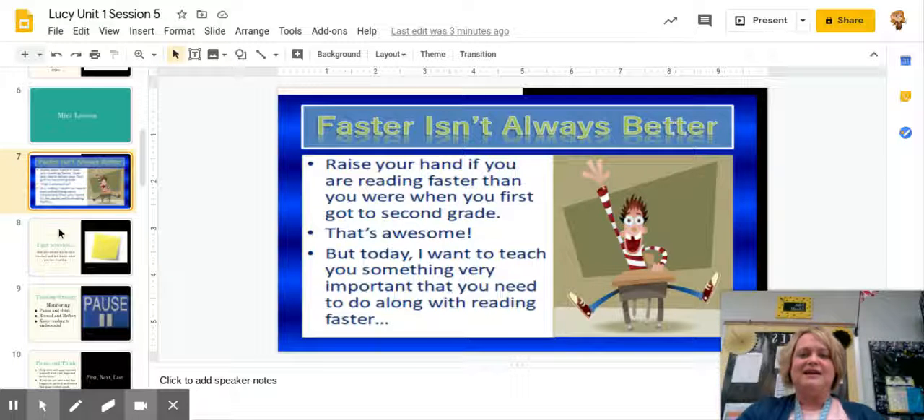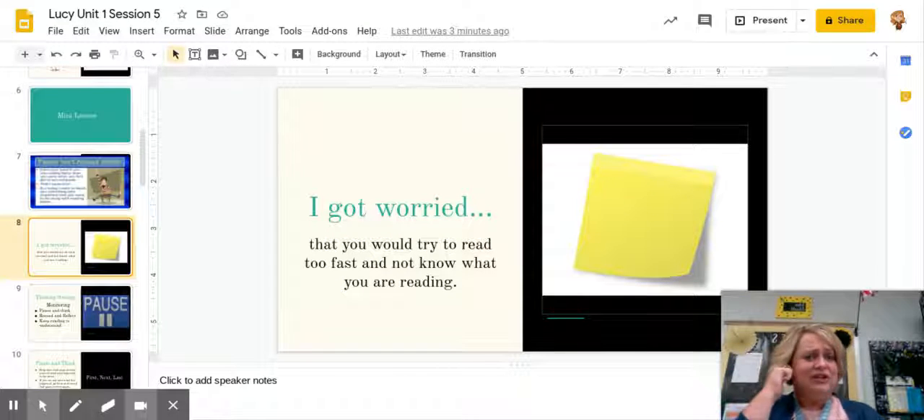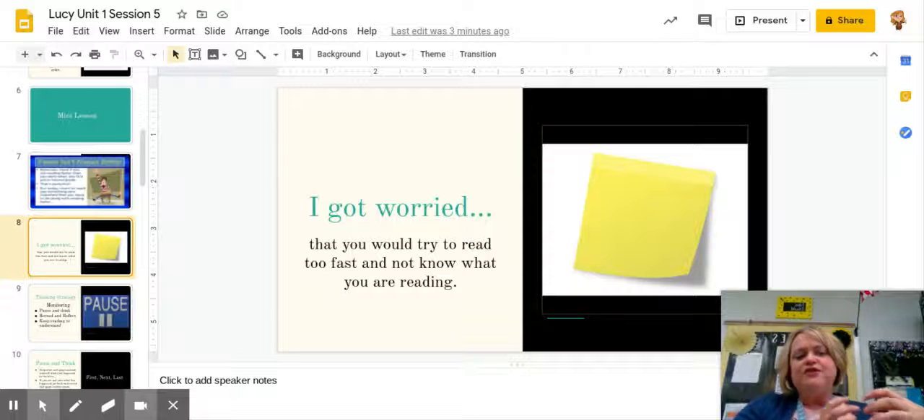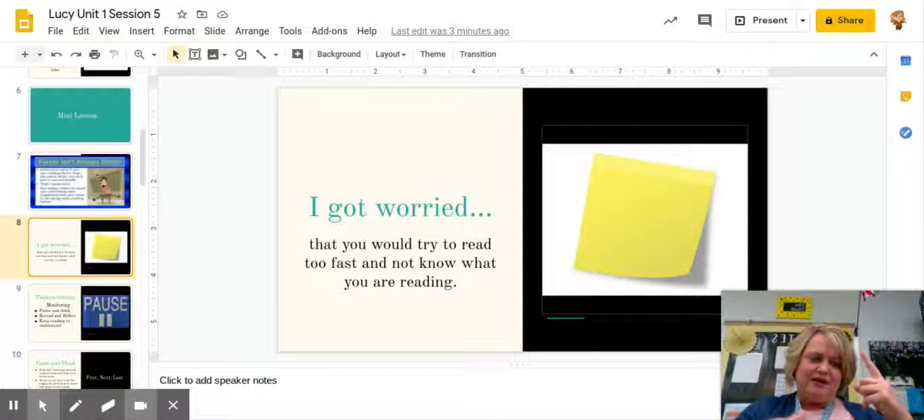Last night, as I was reflecting on my day, I started to get a little worried because I felt like yesterday, even though we were scooping words and talking about sight words and putting those together, I left you thinking that maybe reading faster is better. And I don't want you to have that thinking. I don't want you to think that you have to read super fast. Because sometimes when you're reading very fast, you're just spitting out the words and you're not thinking about what you need to read. And so I jumped up out of bed and I grabbed a Post-it note.